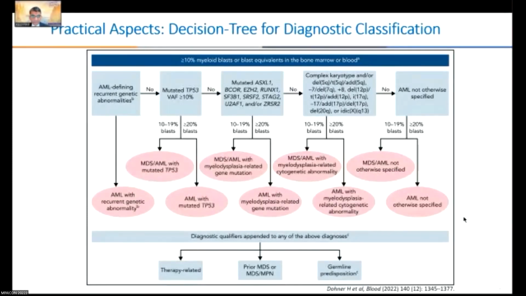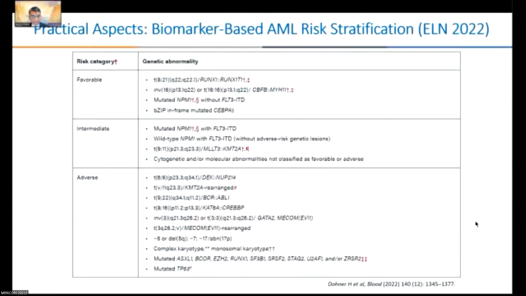When you have all of this information available, another practical aspect is how you bring back all of this information in a meaningful manner so that you can come to the appropriate classification, mapping back to one of these classification systems. This is showing an example of a decision tree provided by the 2022 AML-ELN guidelines, where through an algorithmic approach, one can combine the clinical pathologic features along with available genomic information to derive the classification schema.